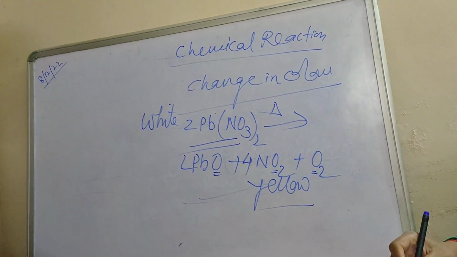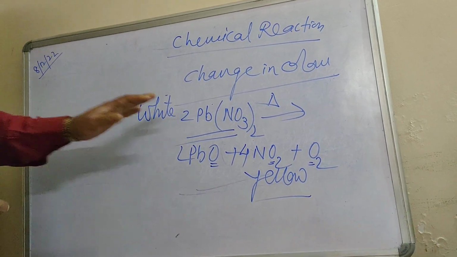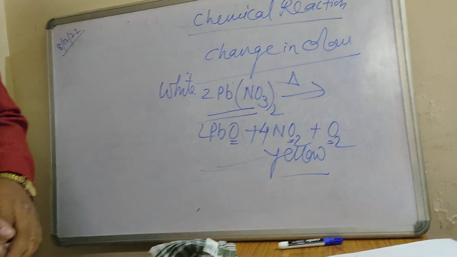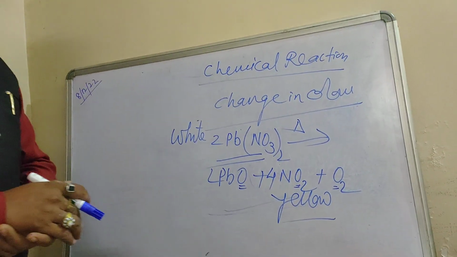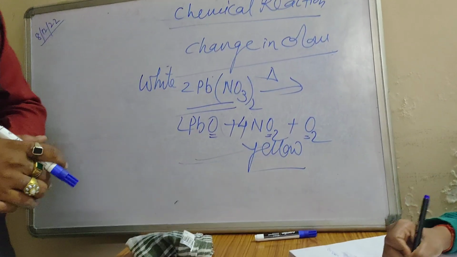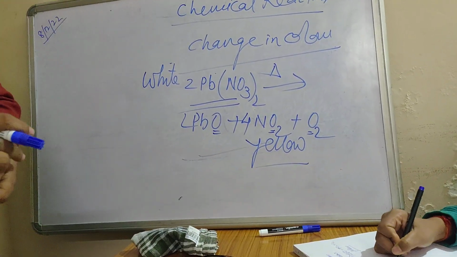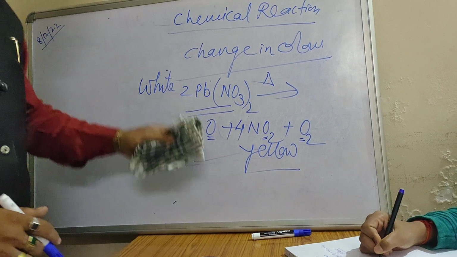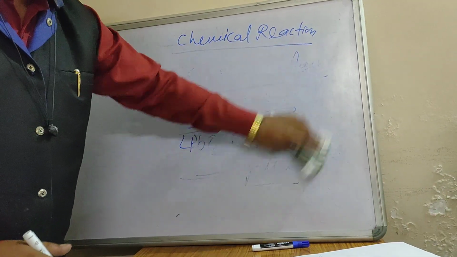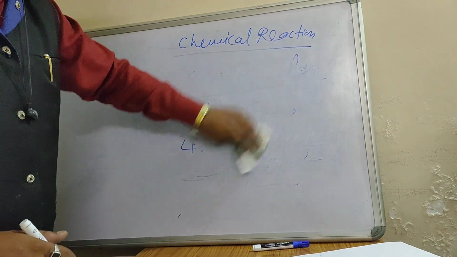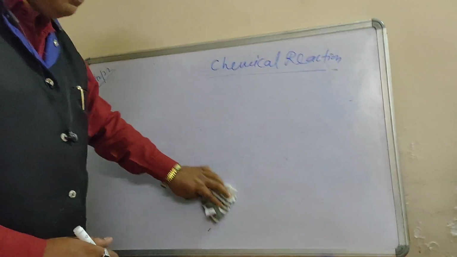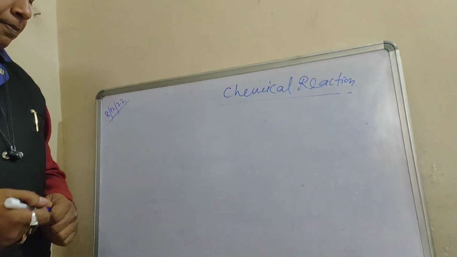So in a chemical change or in a chemical reaction, the first indication is change in color. Then, we can say there are various kinds of reactions in which there is evolution of gas. So let us see that also, that in various chemical reactions there is evolution of gas. Let us see how and in what way.